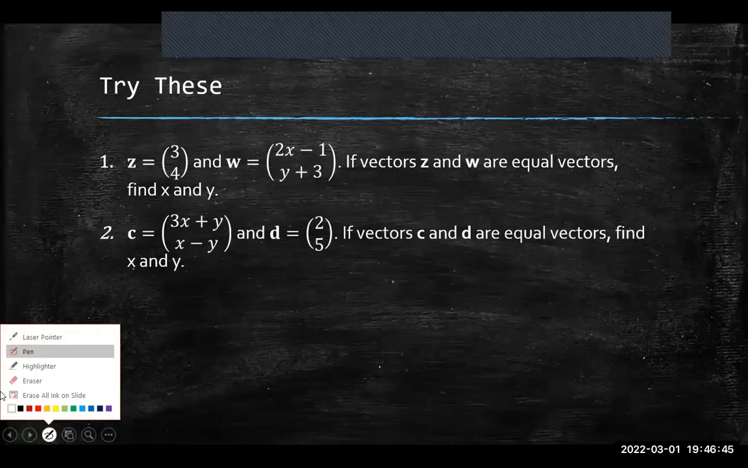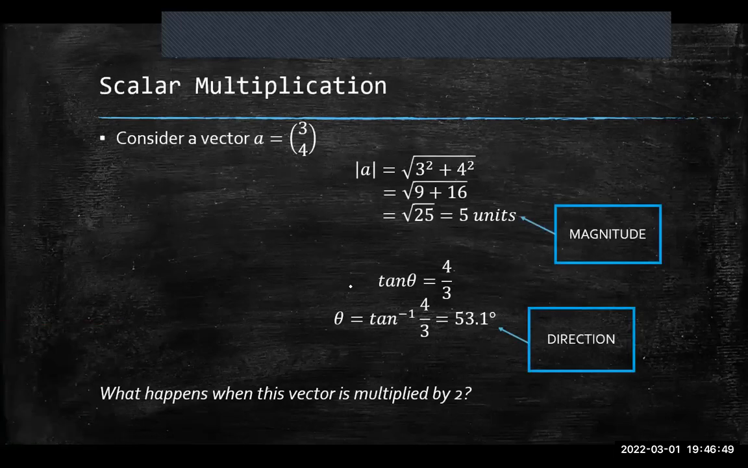So that was that whole thing there. We found the values of x and y. So that's the end of equal vectors, right? It was just that simple: the x component of one vector equal to the x component of the other, and the y component of the first vector equal to the y component of the other. It's just that simple. On to scalar multiplication.